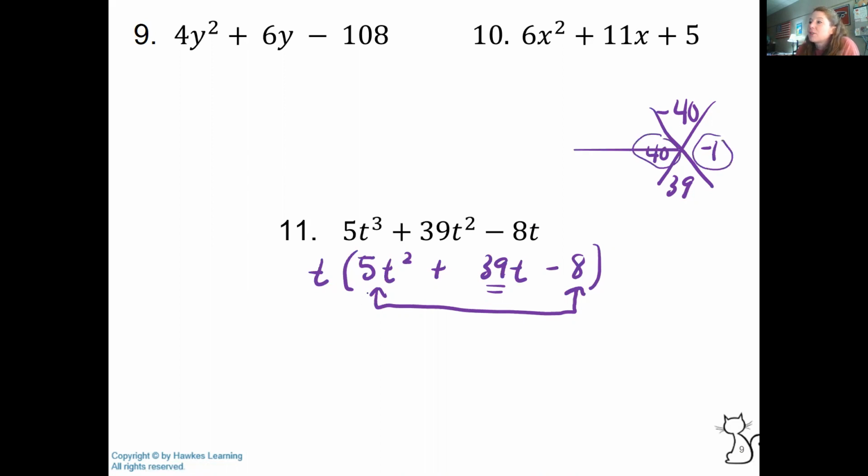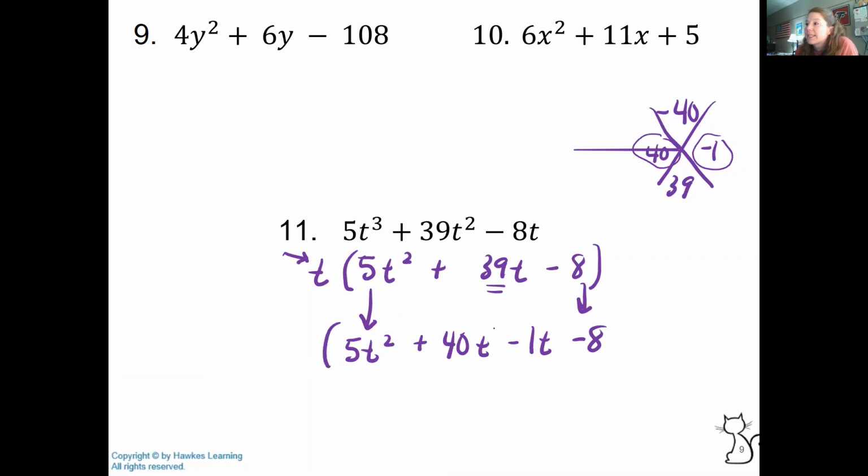So we're going to bring down our first term. We're going to bring this in at the end, right? 5t squared. Then we're turning our two middle terms into 40t and minus 1t. You can write the 1 or you don't have to. That's up to you. Minus 8.